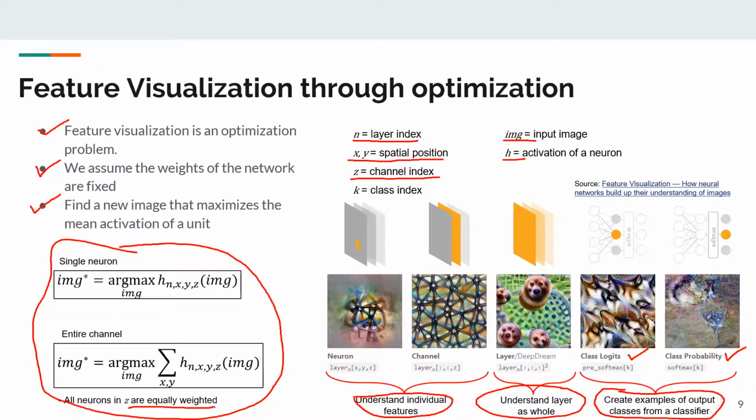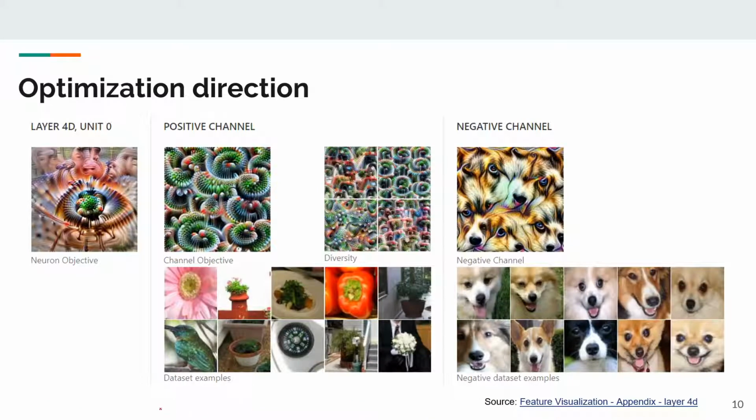Alternatively, we can also maximize random directions, which means that the neurons will be multiplied by different parameters, including negative directions. In this way, we study how the neurons interact with the channel. Instead of maximizing the activation, you can also minimize the activation, which corresponds to maximizing the negative direction. It is very interesting to note that when we maximize the negative direction, we get very different features for the same unit. For example, unit 0 of layer 4D of GoogLeNet has two different visualizations of the channels for the positive and negative directions.